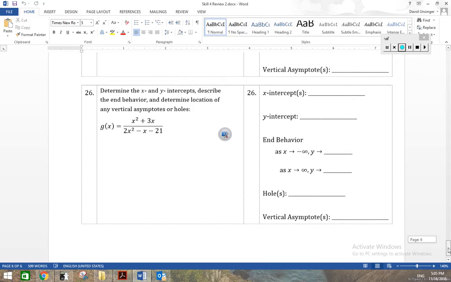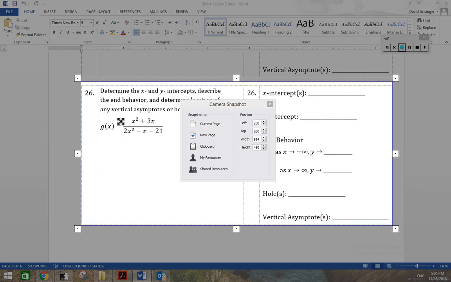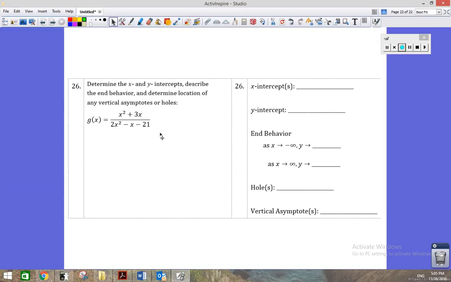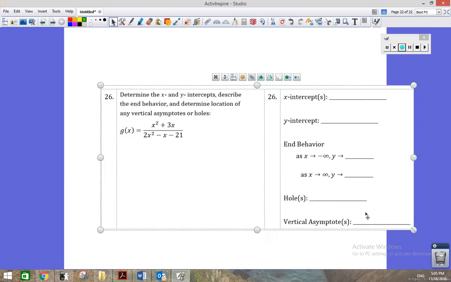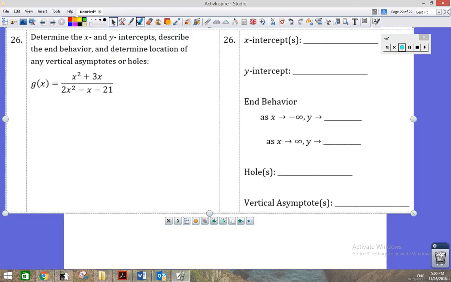Last one, and it's very similar to the last one. So we have this rational function, a ratio of polynomial functions. And we want to factor the numerator and the denominator. X is common to both, so I have x times x plus 3.